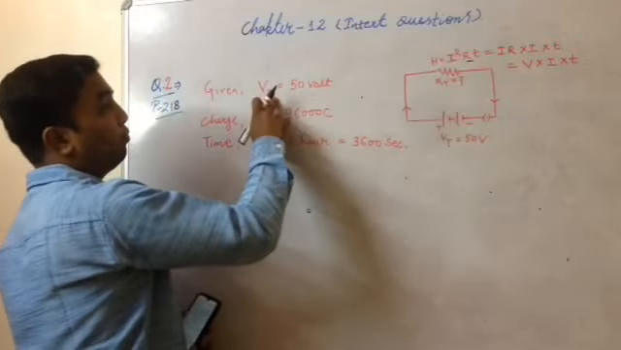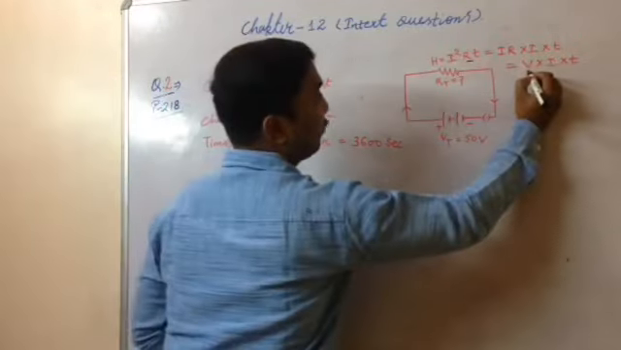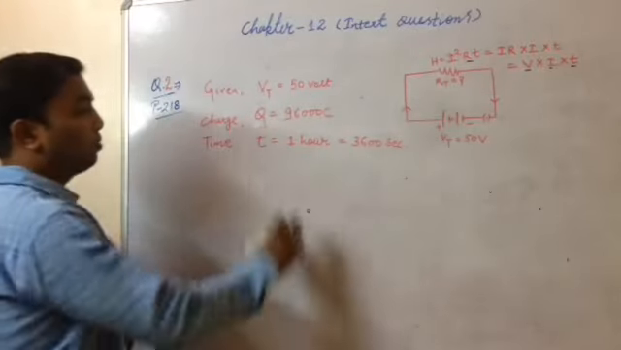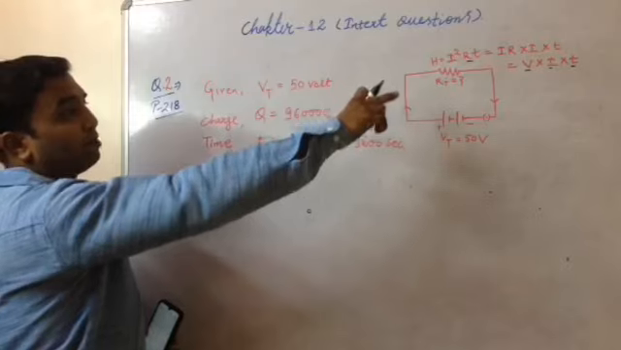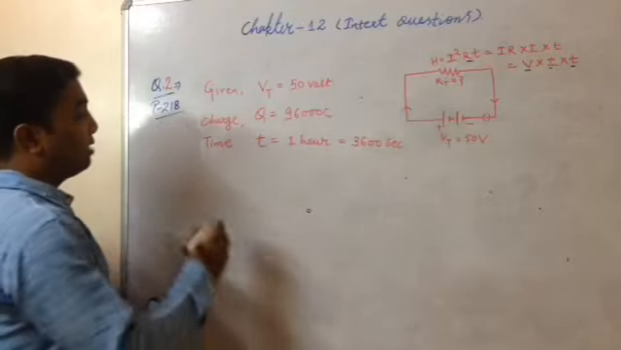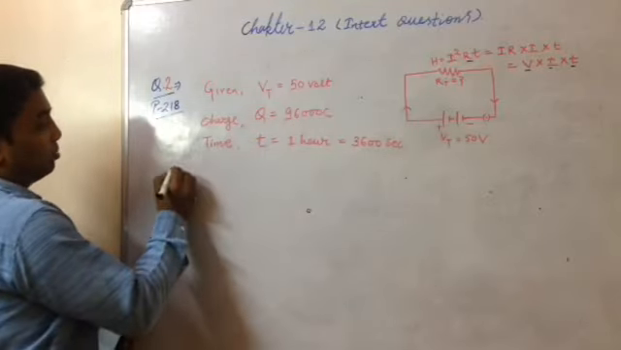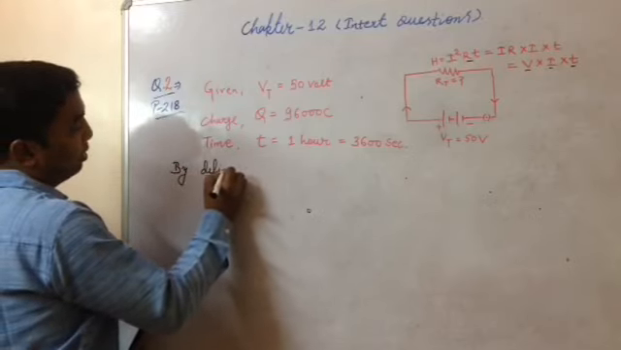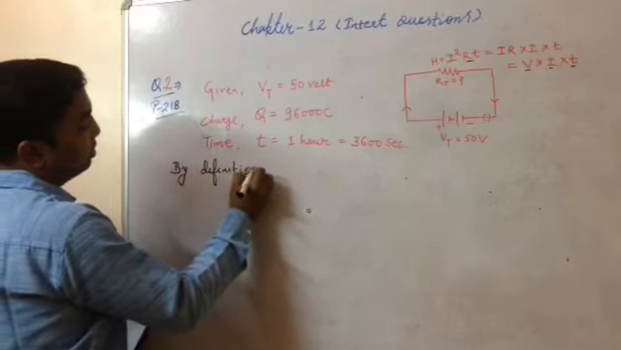But V is given, so we can use the formula VIT. So V and T we have. Only I is left. So I we can calculate easily by the definition of current.